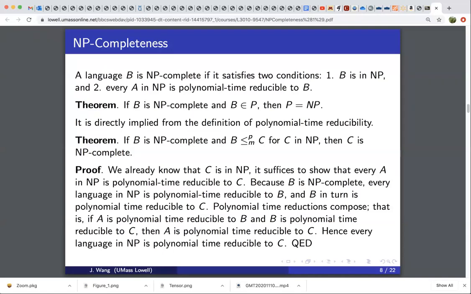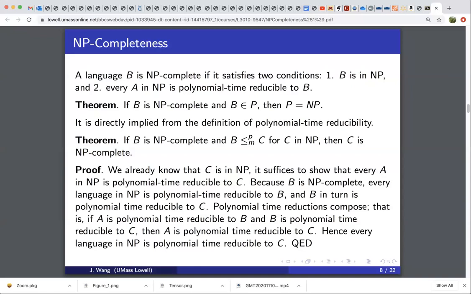Now we define NP-complete problems. Earlier we defined polynomial time reductions. Now we use polynomial time reductions to define NP-complete problems. So here's the definition. A language B is NP-complete if the following two things hold true. Number one, B is in NP. Second, any other language in NP is polynomial time reducible to B. So there are two things for a problem to be NP-complete.